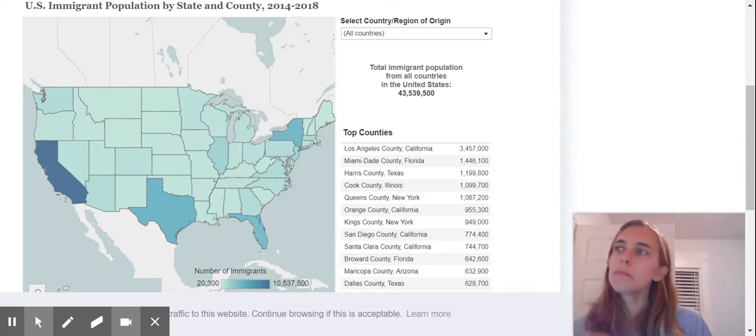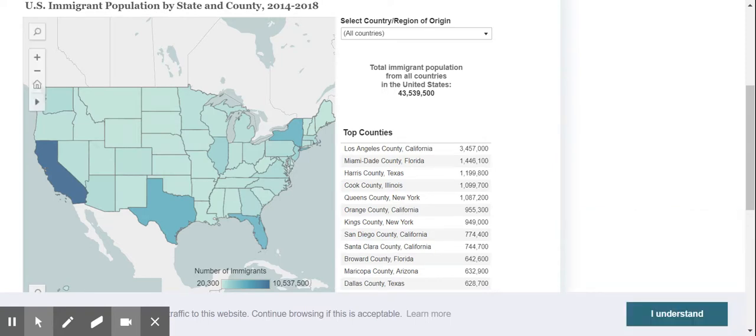So there's pretty much 5 steps to interpreting a map. We'll call it however many we need to. The first one is you have to look at the title, because the title tells you the topic of this map. This title says U.S. immigrant population by state and county, 2014 through 2018. So I know this map is talking about the U.S. immigrant population, it's going to break it down by state and county, and we're talking about 2014 to 2018, so pretty recent stuff. This map is not going to give me any information on what happened before 2014.